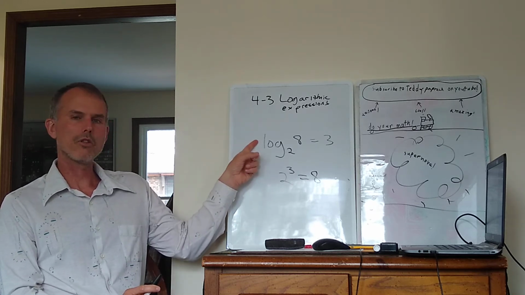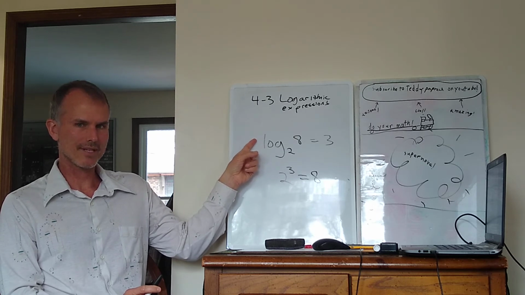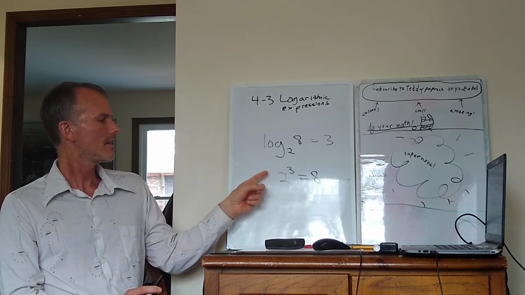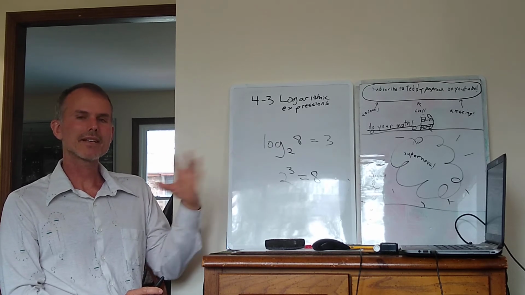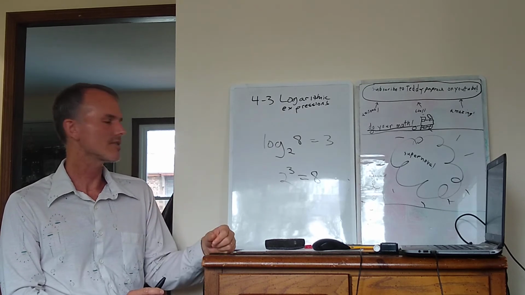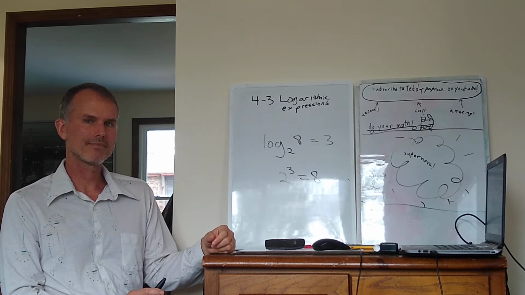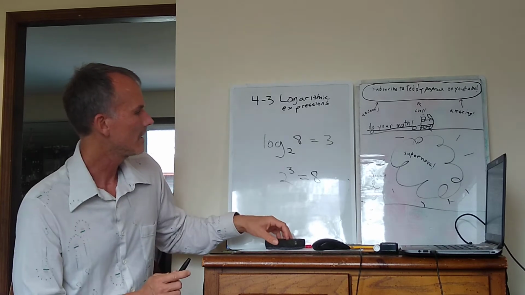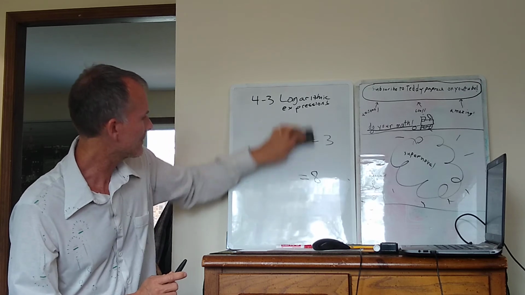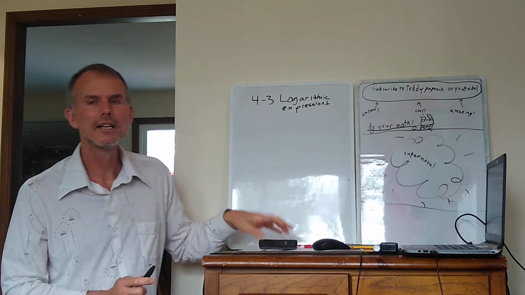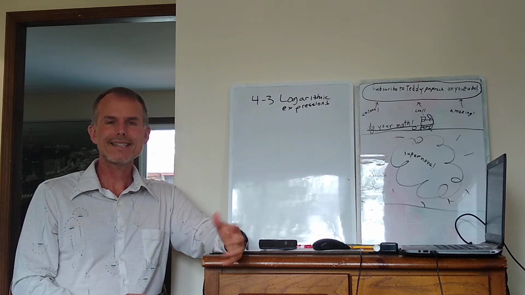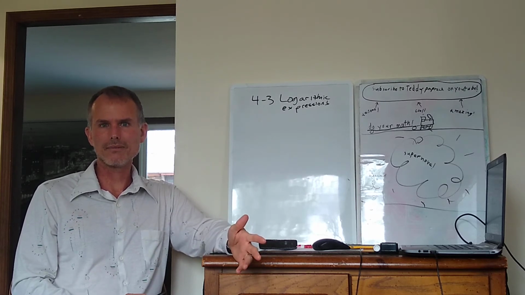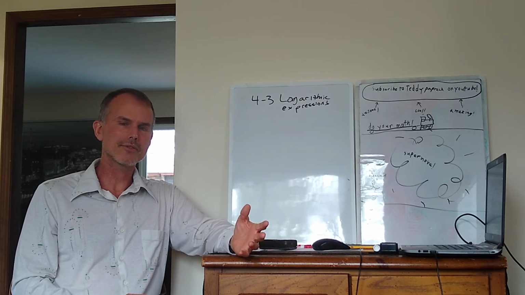This equation is in logarithmic form. This equation is in exponential form. They are equivalent. They show the same relationship between the three numbers. Now, one of the tasks that you'll be doing in the 4-3 assignment is to take an equation that's written in one form and transfer it into the other form.